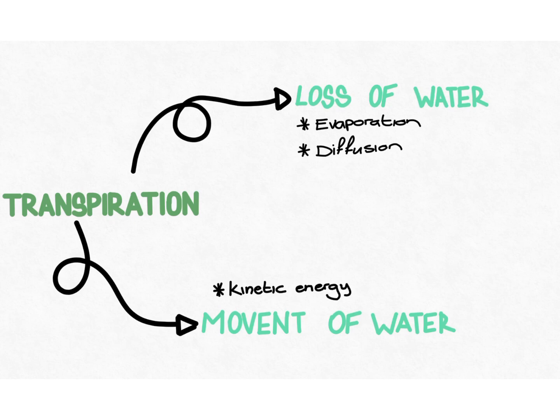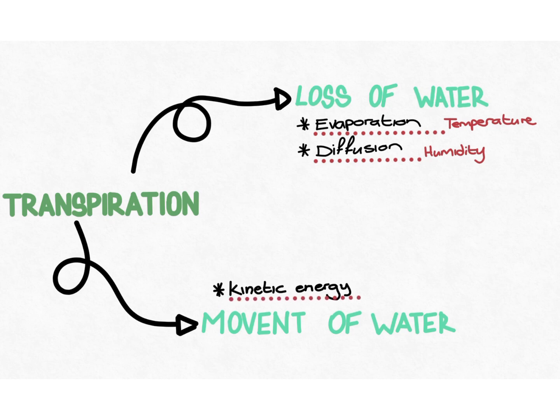Now, if we think about evaporation, evaporation can be affected by temperature. So as we increase the temperature, evaporation will increase as well. If we think about diffusion, then we need to think about humidity. So remember, diffusion always goes from a high water potential to a low water potential. So if we increase the water potential on the outside, for instance, then diffusion will occur more slowly.